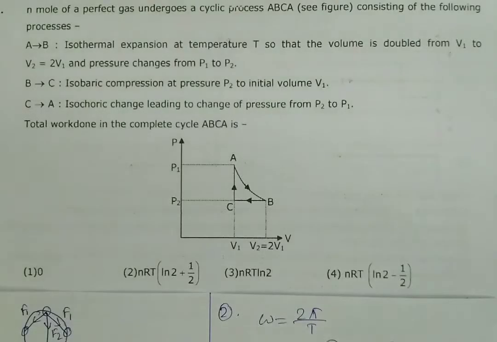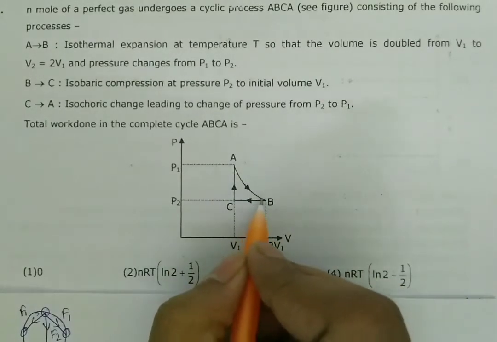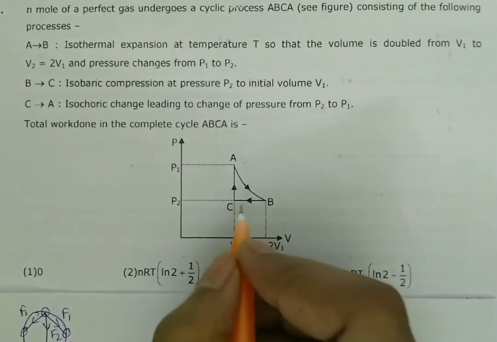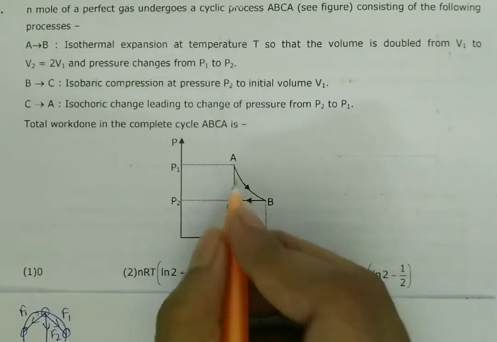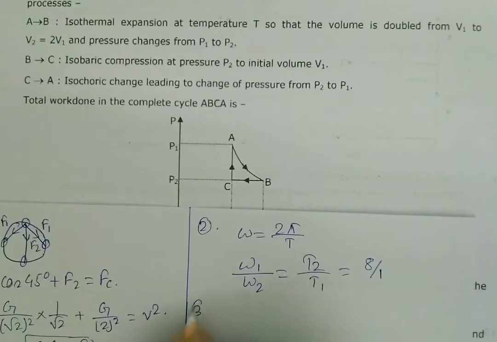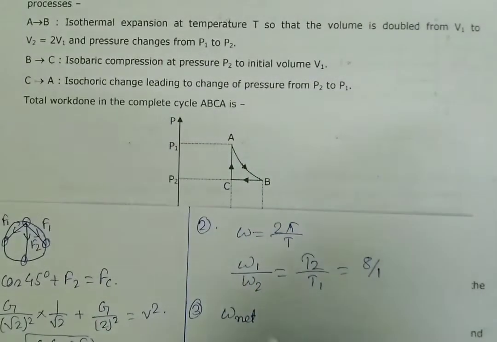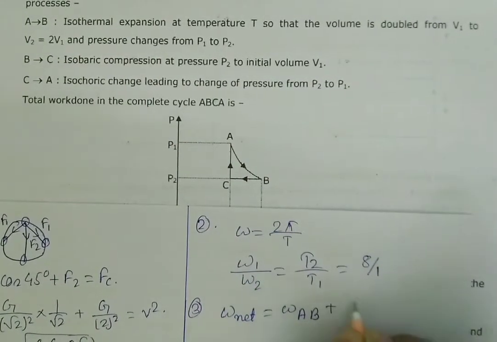Question number 3. Three processes are given. A to B, it is isothermal. B to C, it is isobaric, and C to A, this is isochoric. So we can say that W net, we have to find the total work done in the complete cycle ABCA. So W net will be equal to W A to B plus W B to C plus W C to A.